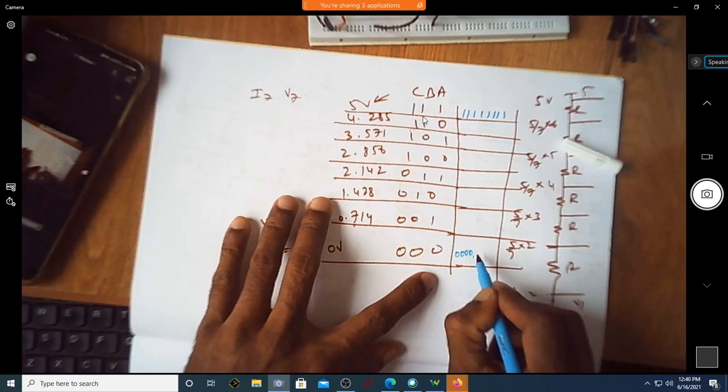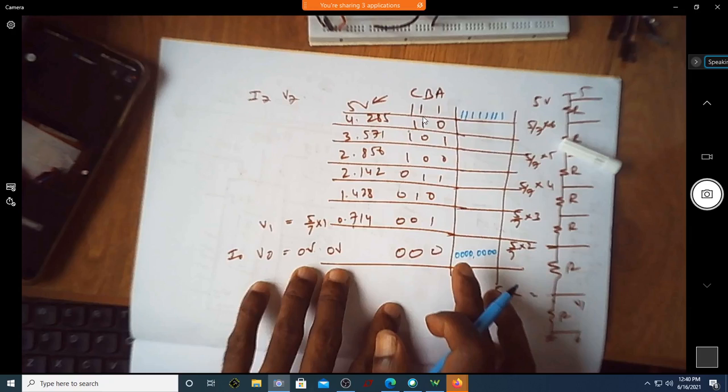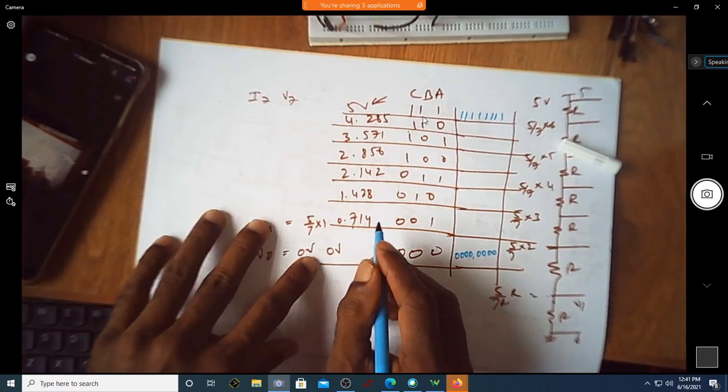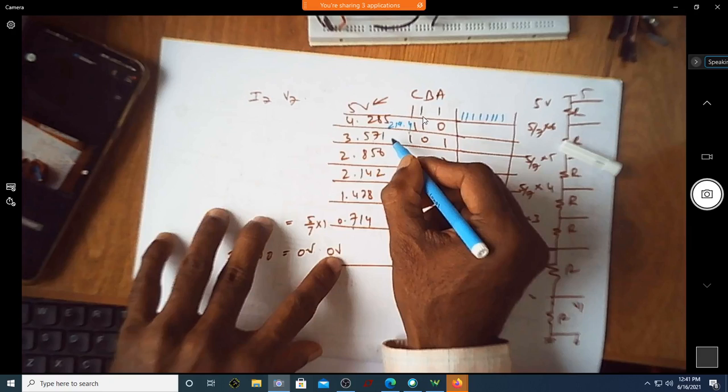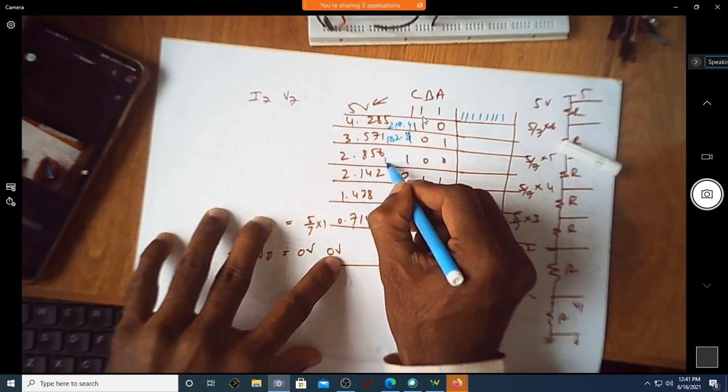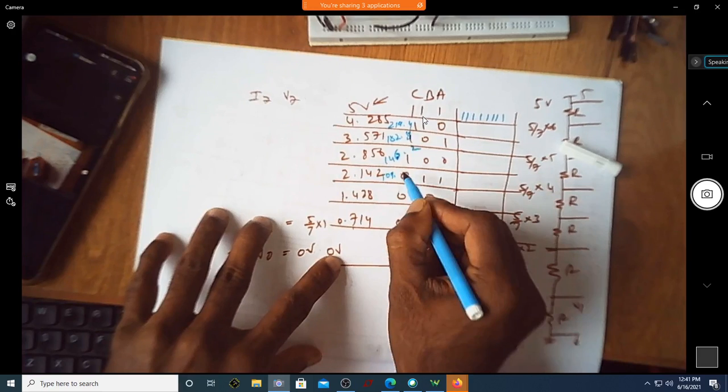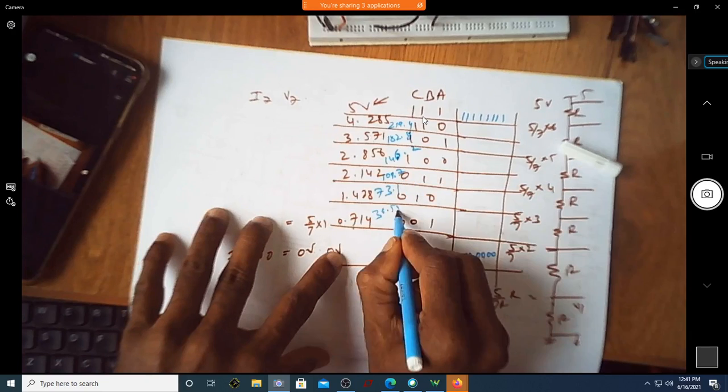Now, I am just truncating it to whatever number I get. So, shall I write the decimal equivalent I will get? Is it 219.4? Yes, sir, 219. And is it 182.8? Is it 146.2? Is it 109.7? Is this 73.1? Is it 36.55? Is it 0?